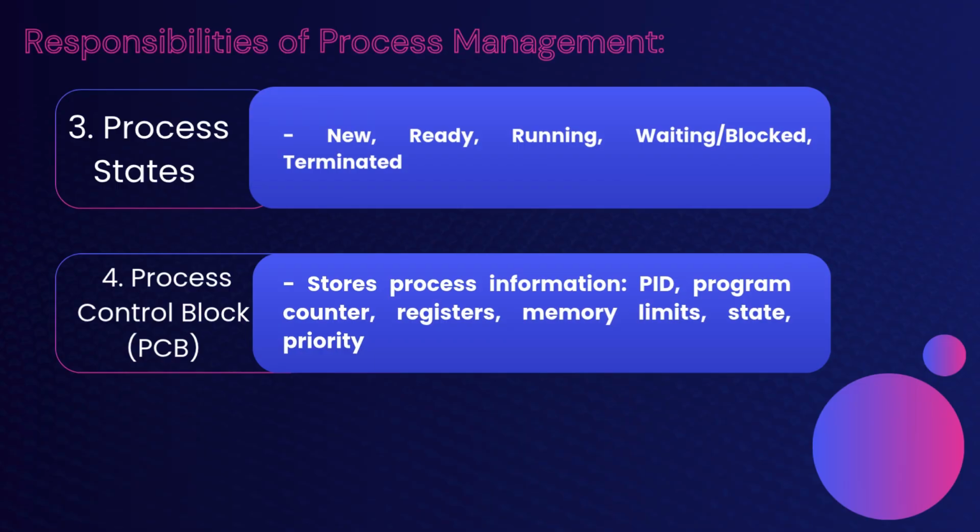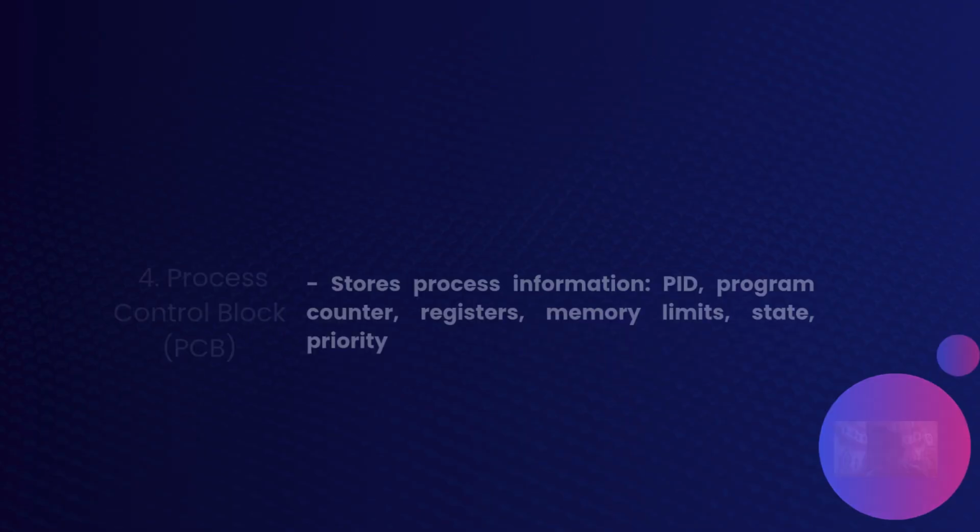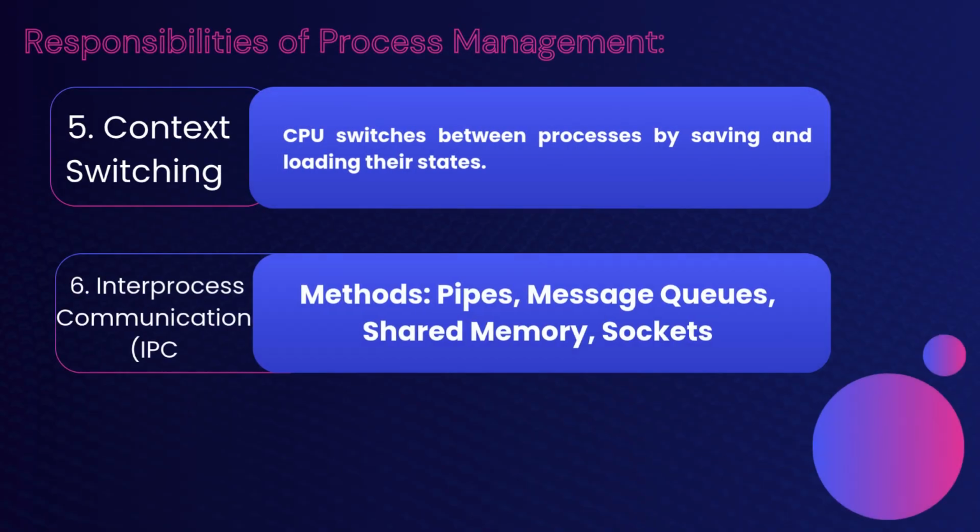Fourth, we have the process control block, PCB. The PCB is like the information card of a process. It stores details such as process ID, program counter, CPU registers, memory limits, process state, and priority level. Fifth, we have context switching. Context switching happens when the CPU stops working on one process and moves to another. The OS saves the current process state and then loads the next process state. This allows multiple programs to run smoothly even if they take turns using the CPU.